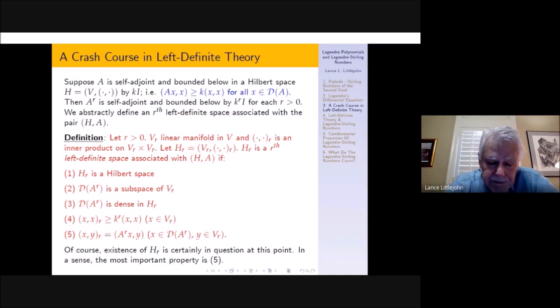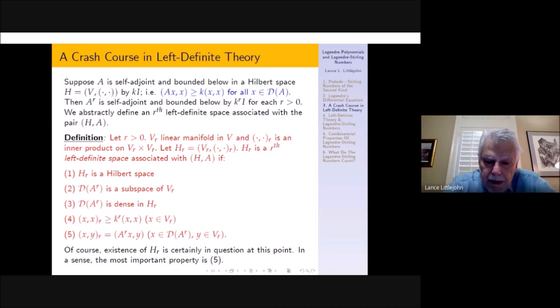Specifically, the Rth inner product of X with itself has to be bigger than or equal to K to the R times the H inner product of X and X. And that's got to be true for all X in my subspace V sub R, okay? And here's the fifth property. If I take X in the domain of A to the R and Y belonging to V sub R, then the Rth left definite product of X and Y will be the ordinary inner product of A to the R X with Y, okay?